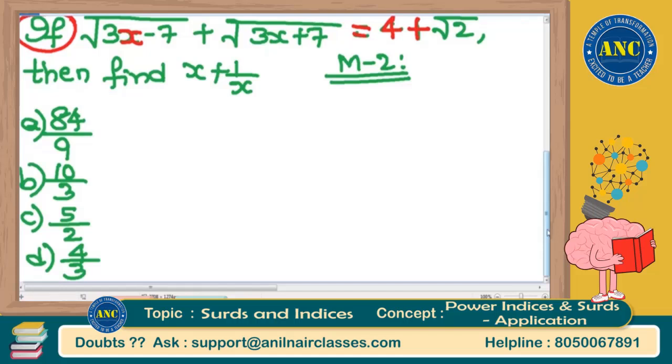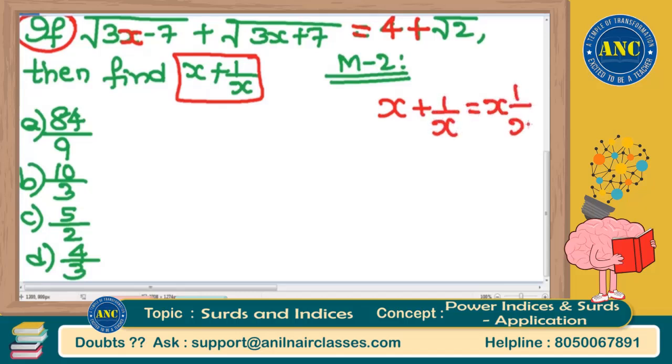Now think logically, sir. Very, very beautiful way of solving. What is the question? The question is to find x plus 1 by x. X plus 1 by x is nothing but x plus 1 by x. That means the answer should be of the form x plus 1 by x.